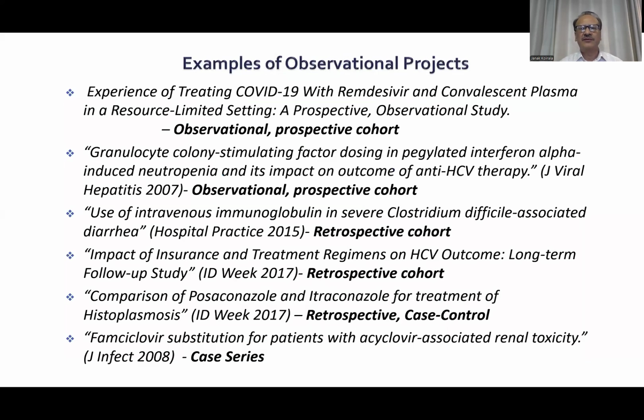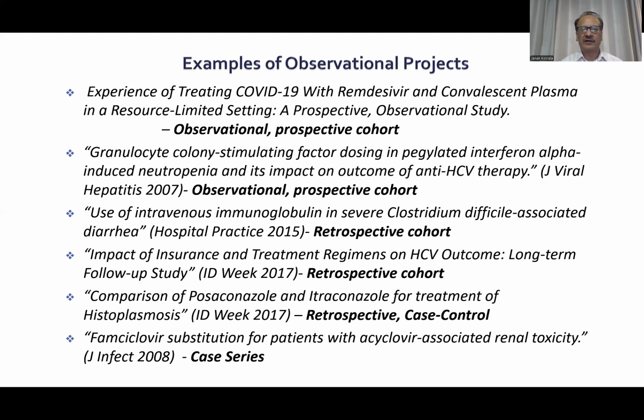So these are some of the observational projects. For example, the first one is something we conducted in Nepal a few years ago: Experience of treating COVID-19 with remdesivir and convalescent plasma in a resource-limited setting, a prospective observational study. People who received either remdesivir or convalescent plasma or both were compared without any control over the intervention. So it was a prospective observational cohort.